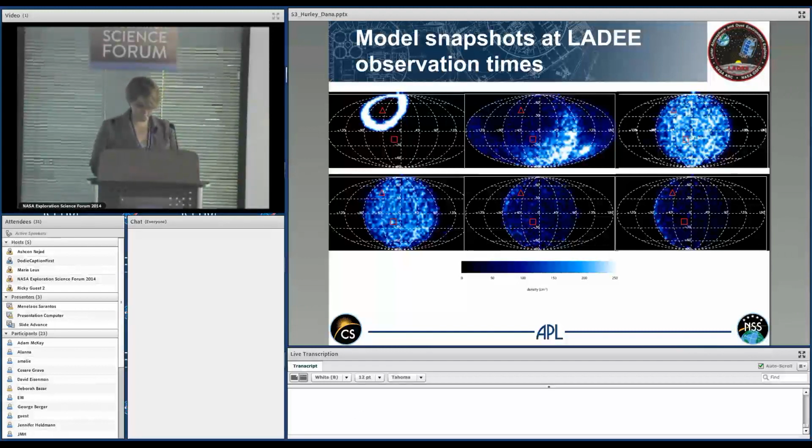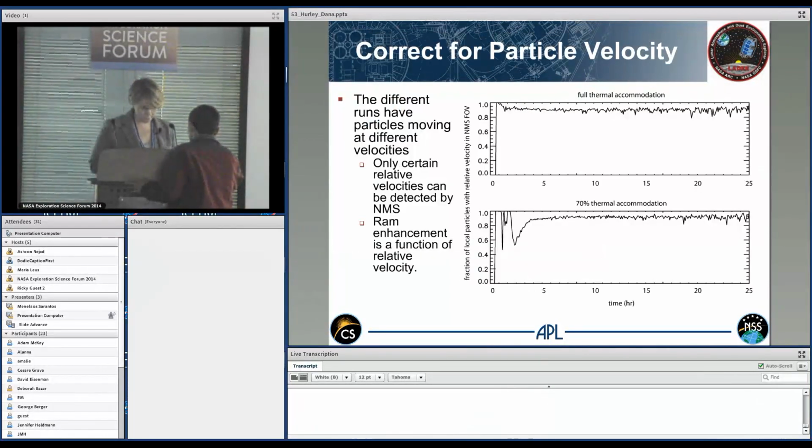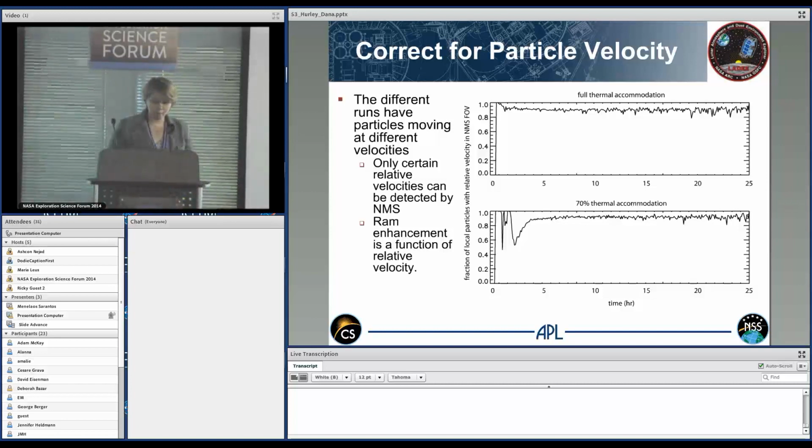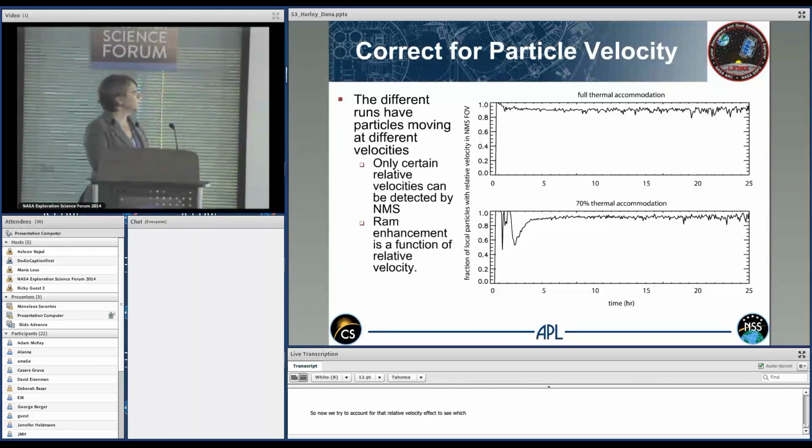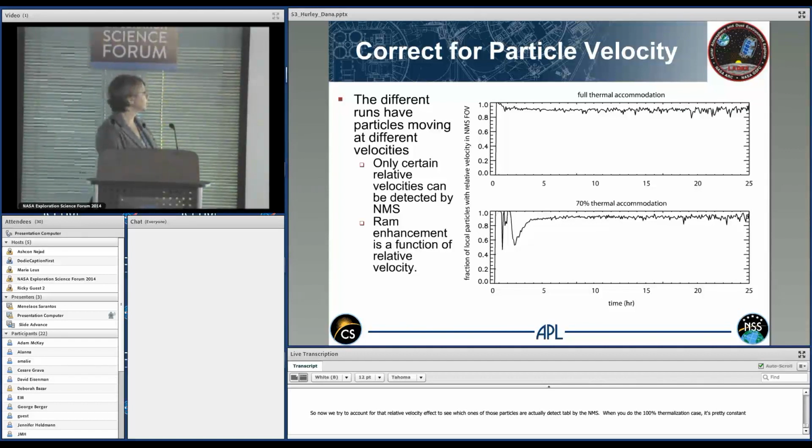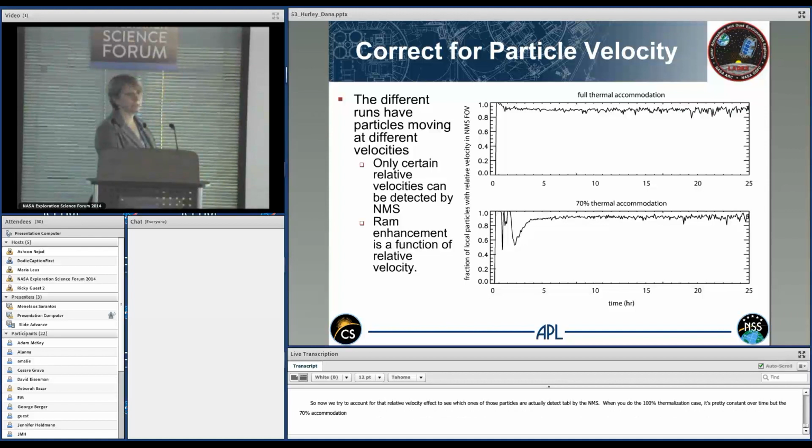Okay, thanks. All right, there we go. So now we try to account for that relative velocity effect to see which ones of those particles are actually detectable by the NMS. And when you do the 100% accommodation or thermalization case, it's pretty constant over time. But the 70% accommodation case, you have to adjust, reducing the number of particles from what's actually there to what the NMS would detect at those early times.